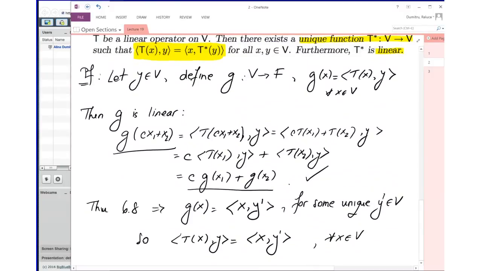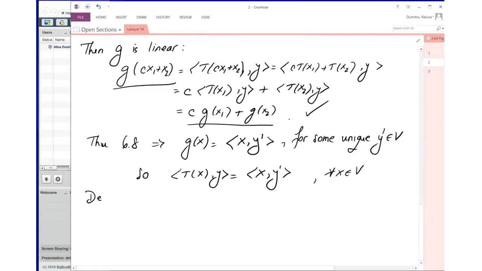If you look at what we have to show, it becomes pretty clear what T star should be defined to be, right? So we define T star of y to be that y prime. Right, so for every y, we found a unique y prime, so that's a perfectly well-defined function from V into V. So T star of y equals y prime. T star from V into V.